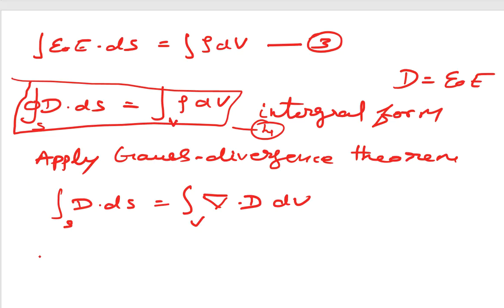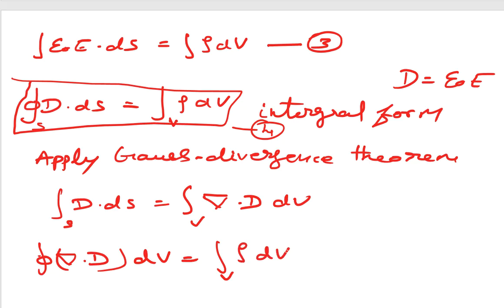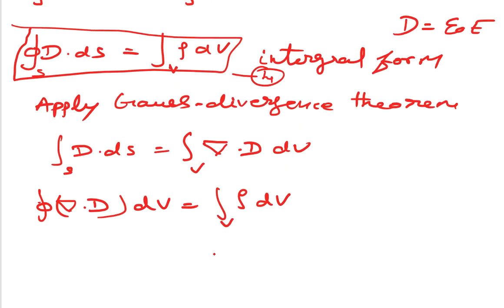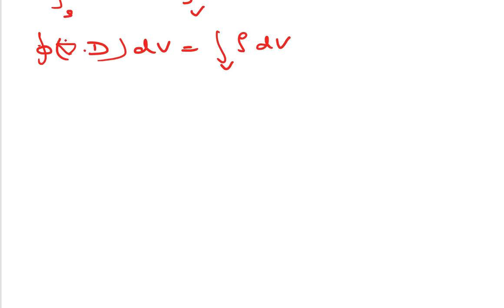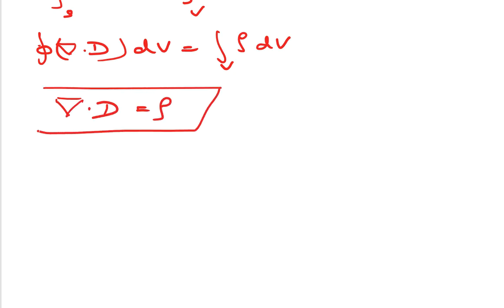If you apply it here, we'll get volume integral del dot D dV equal to volume integral rho dV. If you see both the sides, we have a volume integral and it will be equal for all possible limits. So we can cancel the volume integral, and del dot D equal to rho. This is the first equation in differential form.